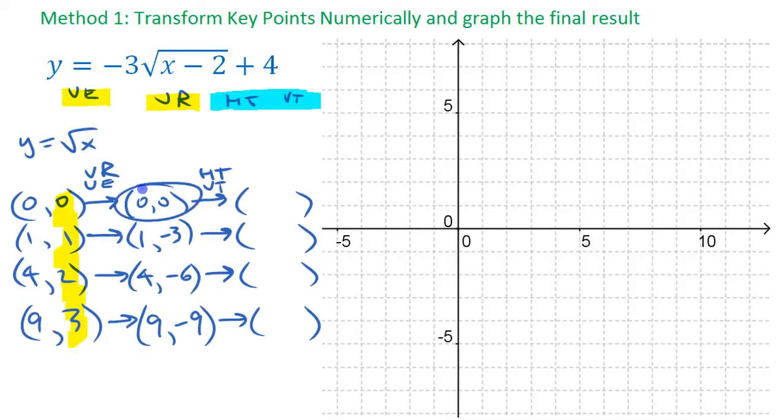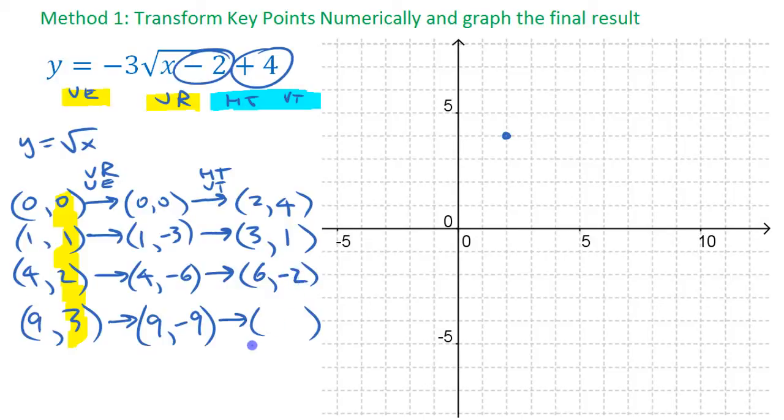This point 0, 0, which is the end point of that basic square root function, think about where that's going to go. If you go 2 to the right and 4 up, it's going to go to 2, 4. That's where our end point of this new function is going to be. The other ones here, we're going to take these transformed points and think, if we go 2 to the right here, we're going to have 3, and if we go 4 up, we're going to be at 1. And then this point, if we go 2 to the right, we're going to be at 6, and if we go 4 up, we're going to be at negative 2.